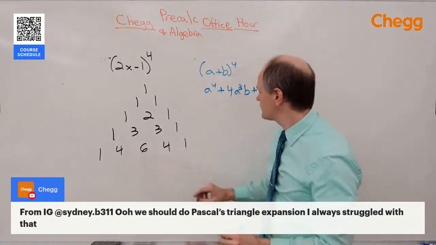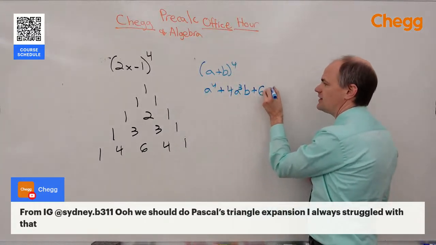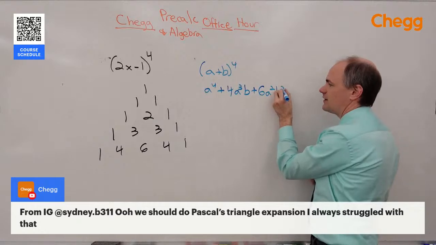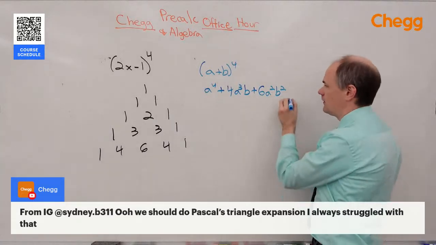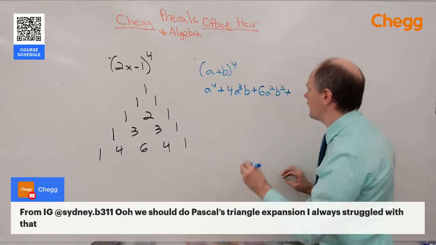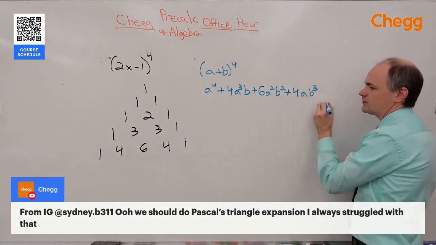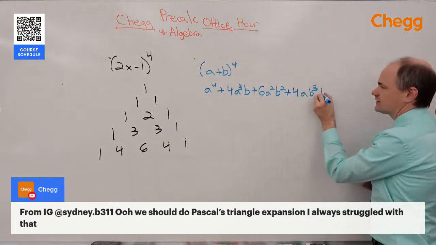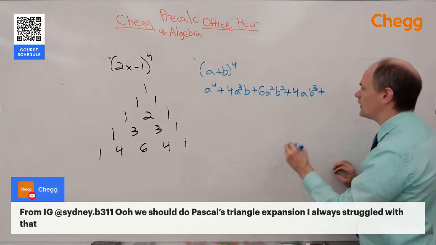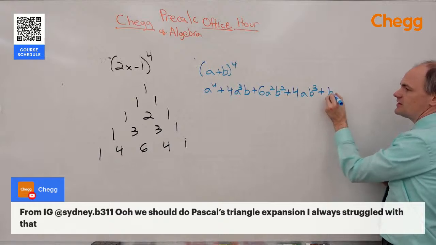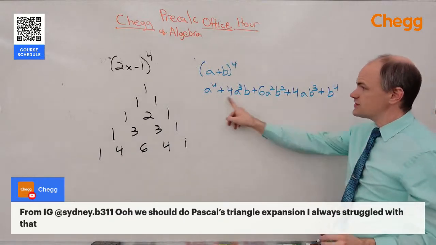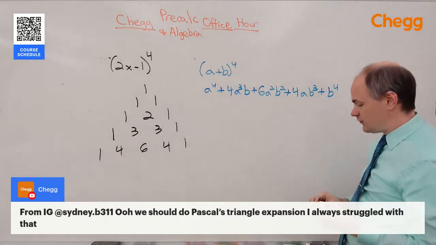Plus a 6, and the a's count down to 2, and the b's count up. Now it's b squared. Plus a 4. A's count down to 1, b's count up to 3. Plus a 1 in front of a's count down to 0, and b's count up to 4. And so this is the formula for a plus b to the 4th.